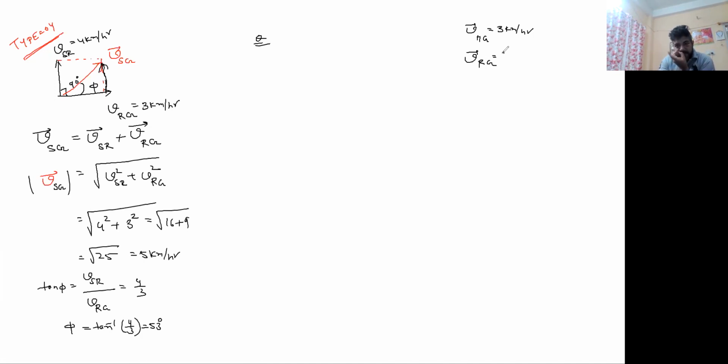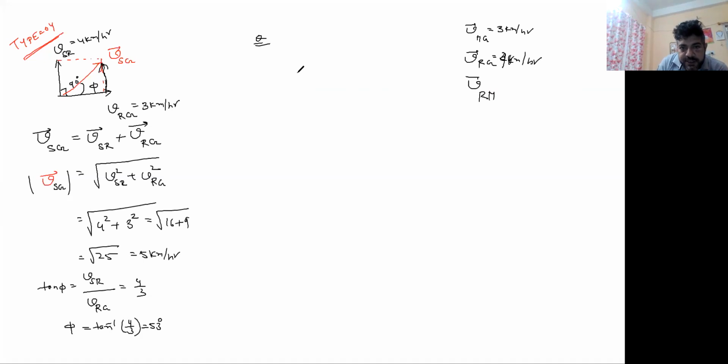At 4 km per hour. Raindrops fall vertically with a speed of 4 km per hour. Find the velocity of the raindrops with respect to the man.